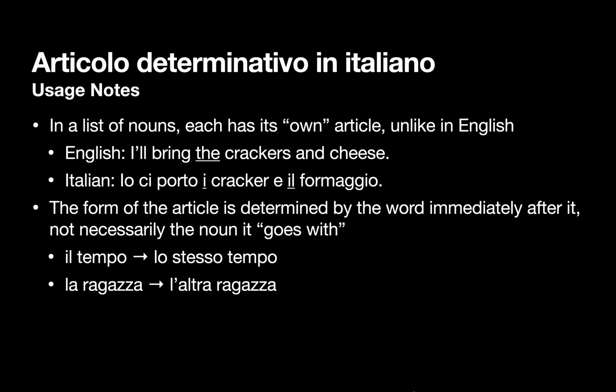So in a list of nouns, for one thing, in English, we like to give them all the same article. I'll bring the crackers and cheese. But in Italian, you would need to say, I'll bring the crackers and the cheese. Every noun has its own article. So the way we would say that is, io ci porto i cracker e il formaggio. So, i cracker, il formaggio.